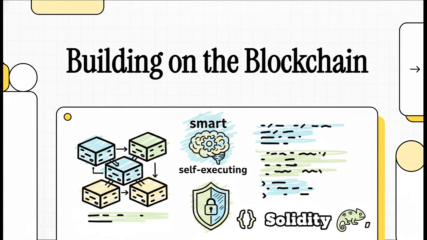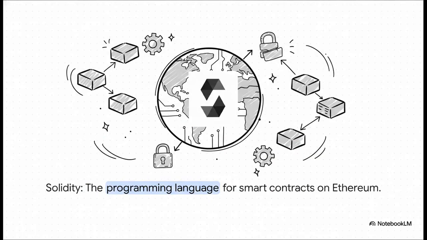Have you ever thought about how a contract could just execute itself, with no lawyers, no middlemen, none of that? Well, that's the whole magic of smart contracts on the blockchain. And today, we're going to pull back the curtain and see exactly how they're built using this really powerful language called Solidity. So what is Solidity, really?